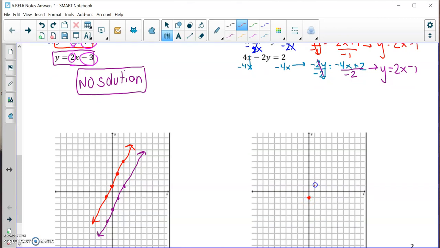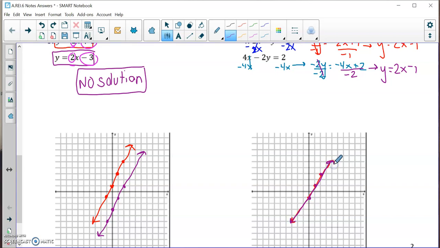which means I go up 2 and over 1, up 2 and over 1, and this is what your red line would look like. Now my purple equation, I have a y-intercept of -1 and a slope of 2, which means I go up 2 and over 1, up 2 and over 1. This is what your purple line will look like.